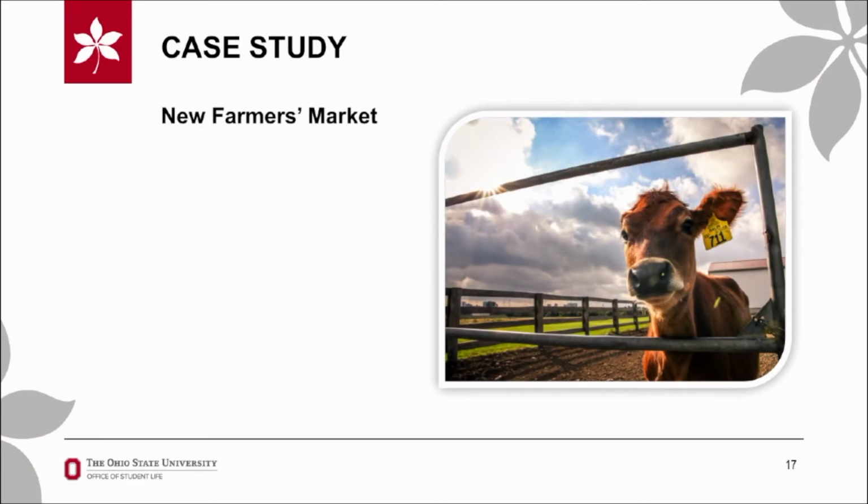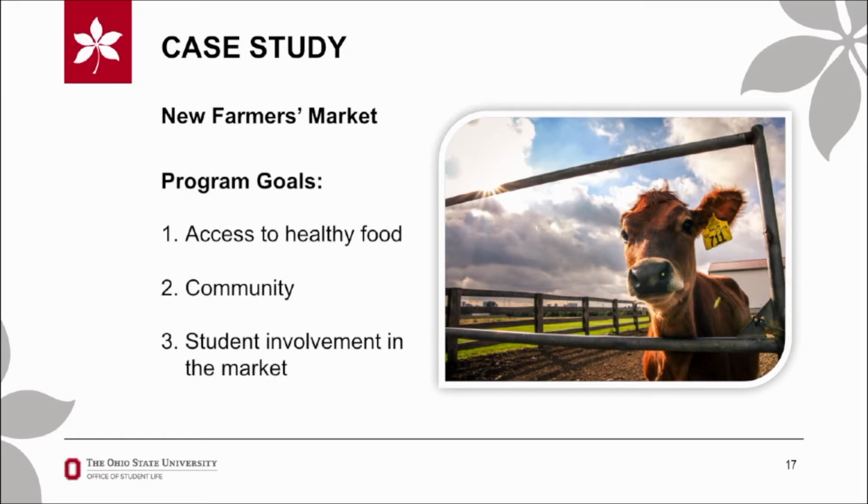Last year, recognizing that the campus is located in a food desert, meaning that there are few options to purchase affordable, fresh food near campus, Midwest State decided to sponsor a farmer's market. There are 3 primary goals associated with this program. 1, provide more access to healthy food options. 2, strengthen the sense of community on and around campus. And 3, involve students in the development and operation of the market.